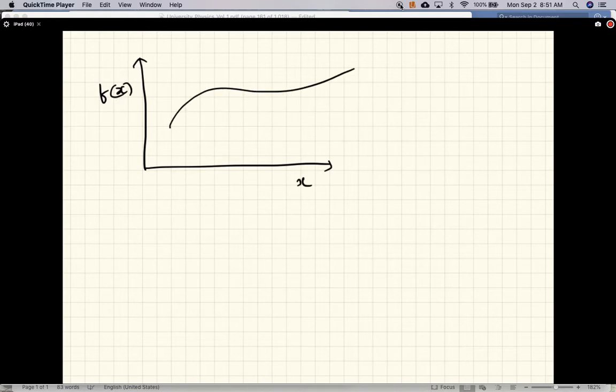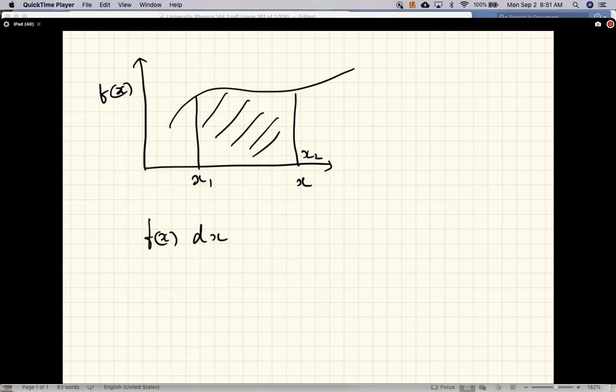Now let's briefly talk about integration. Okay. So let's go back to our function. So let's say f of x is a function of x. Another useful thing for us in physics is the area under the curve. So the area under the curve from x1 to x2, for instance. And the area under that curve is given by the integral from x1 to x2.